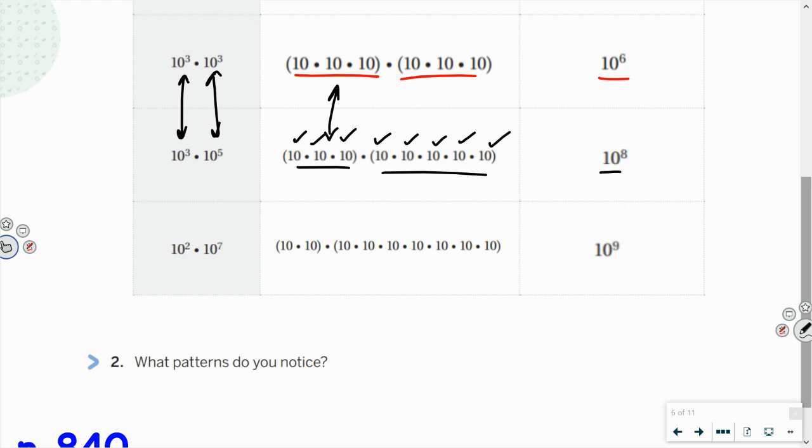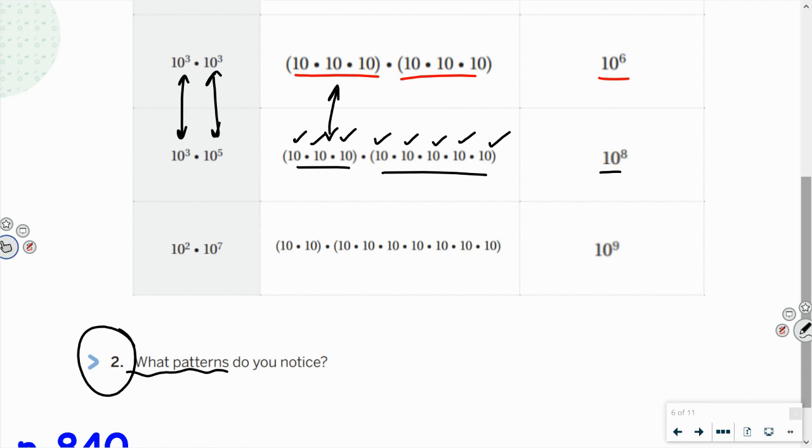Last but not least, 10 to the second multiplied by 10 to the seventh should match up with the following expressions. I'm wondering if you notice some patterns. Given the guest teacher, if the guest teacher is trusting you, that trust is an important thing. You're welcome to pause the video, talk to your partner. What do you see? What do you notice?